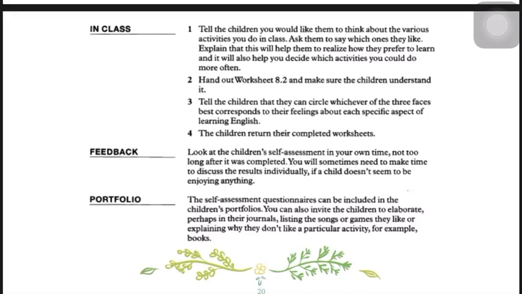Explain that this will help them to realize how they prefer to learn, and it will also help you decide which activities you could do more often. Hand out worksheet 8.2 and make sure the children understand it. Then tell the children that they can circle whichever of the three phrases best corresponds to their feelings about each specific aspect of learning English.